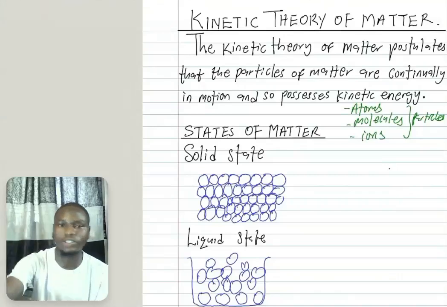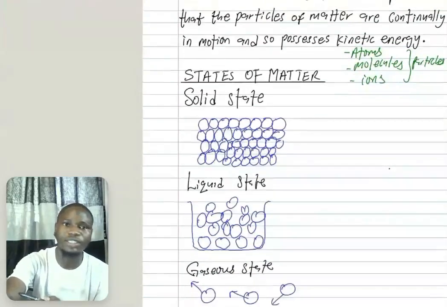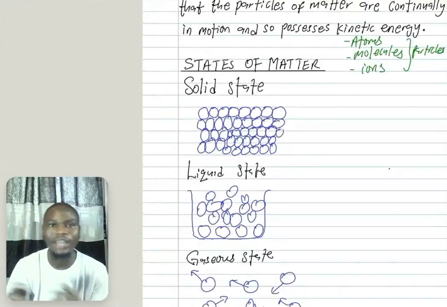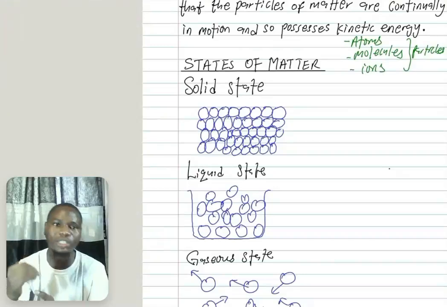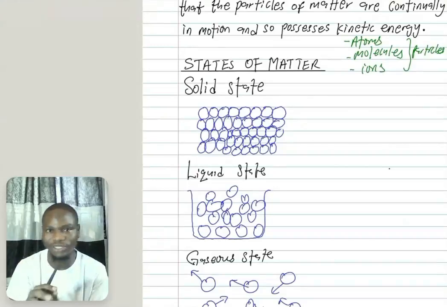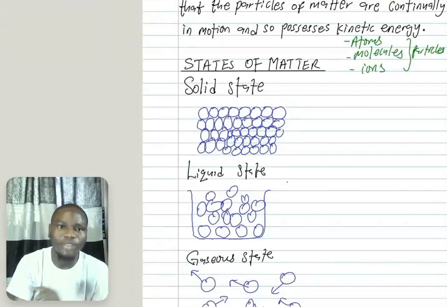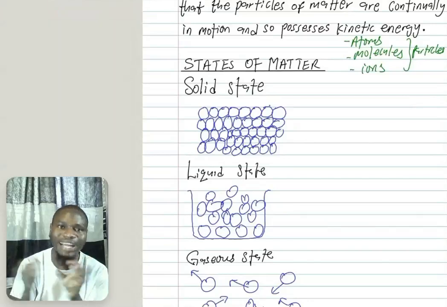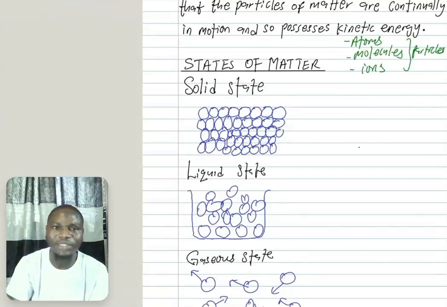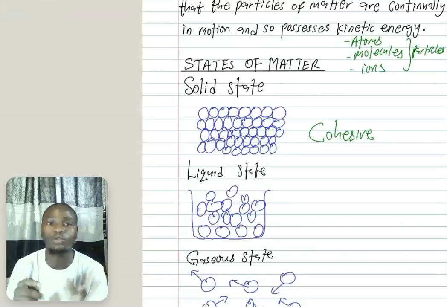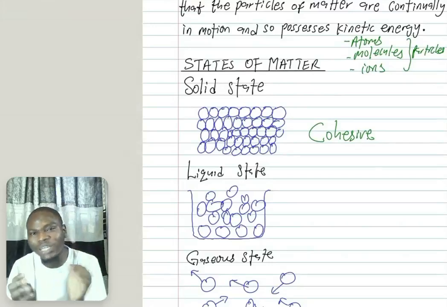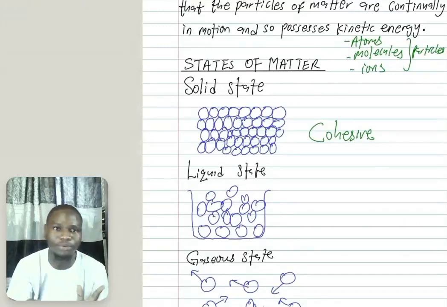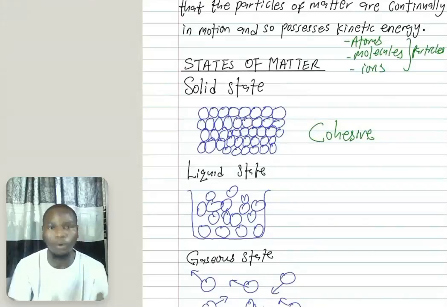Now, we have three states of matter: the solid state, the liquid state, and the gaseous state. The fundamental difference between the states of matter is their degree of movement. Take note, look at particles in the solid state. You can see that the particles of a solid are tightly packed. It means they have a large cohesive force between their particles. The way the particles are tightly packed shows that they are not compressible. They are incompressible.